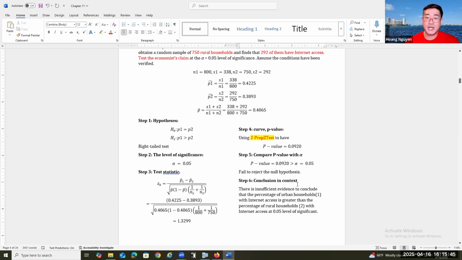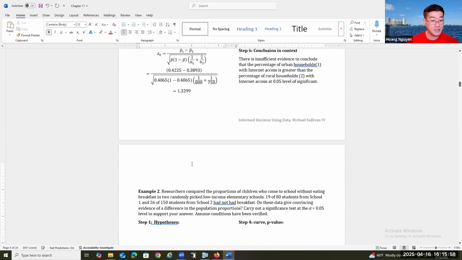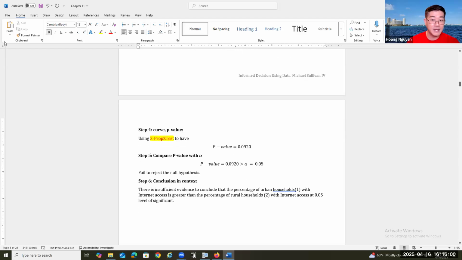So this is the first question, the first hypothesis test that we worked on together to compare two population proportions using two independent samples. Now let's give it a try again. I think we have the second practice question. Now let's give it a try.